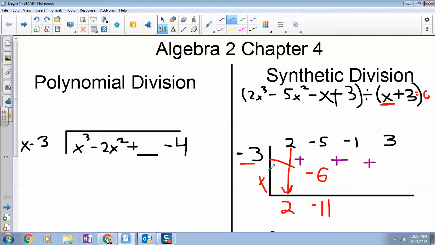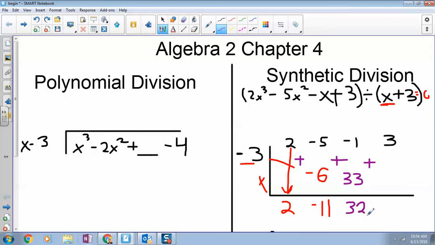After we do that, we're going to multiply again. So now we're going to multiply negative 3 times negative 11, which is going to give us 33. Alright, so then we're going to add. Positive 33 plus negative 1 is positive 32.